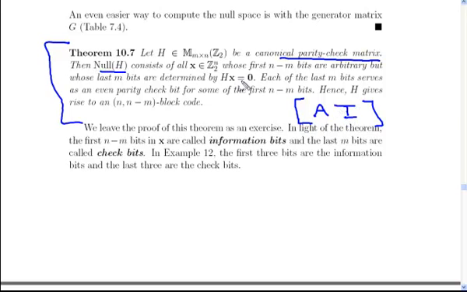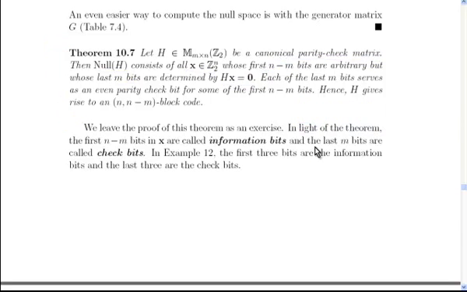Then the null space of H consists of all x where the first n minus m bits are arbitrary, and the last m bits are determined by these equations. Now remember what the dimensions of this are. The dimensions of A are m by n minus m, and this I is going to be m by m, and there you have n minus m this way.